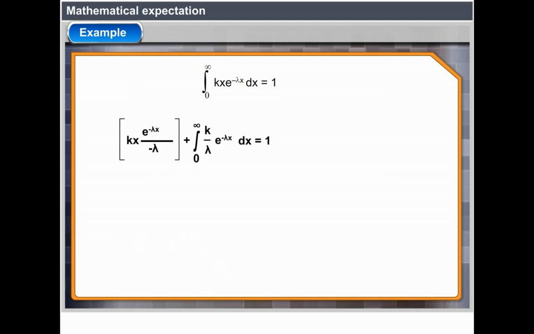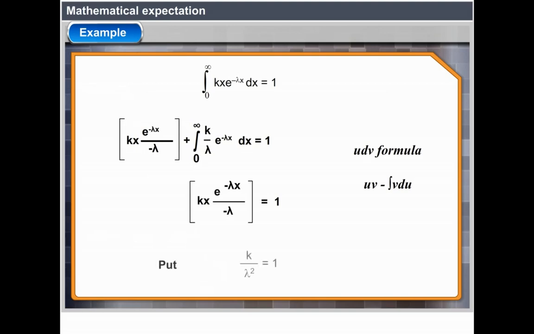After integrating this, we get k into x into e power minus lambda x by minus lambda, limit 0 to infinity, plus integral 0 to infinity k by lambda into e power minus lambda x into dx equal to 1. Here we are using the UV formula, uv minus integral v du. After applying the limits, k into x into e power minus lambda x by minus lambda, limit 0 to infinity, equal to 1, then put k by lambda square equal to 1.